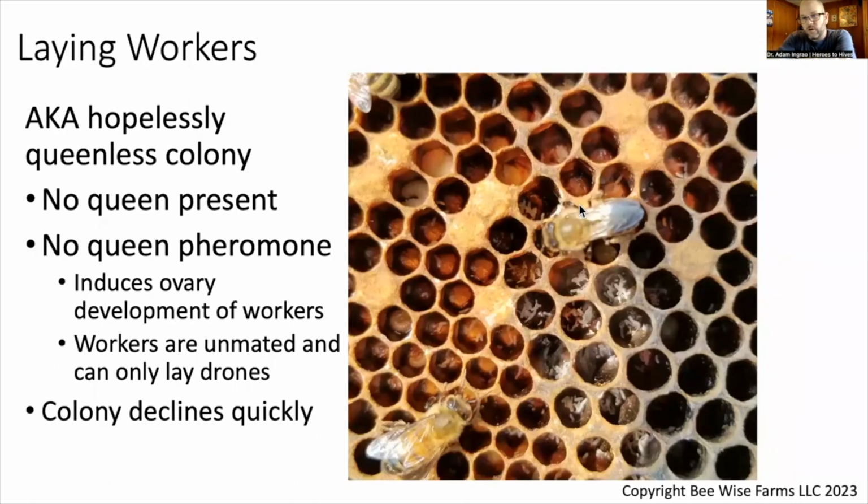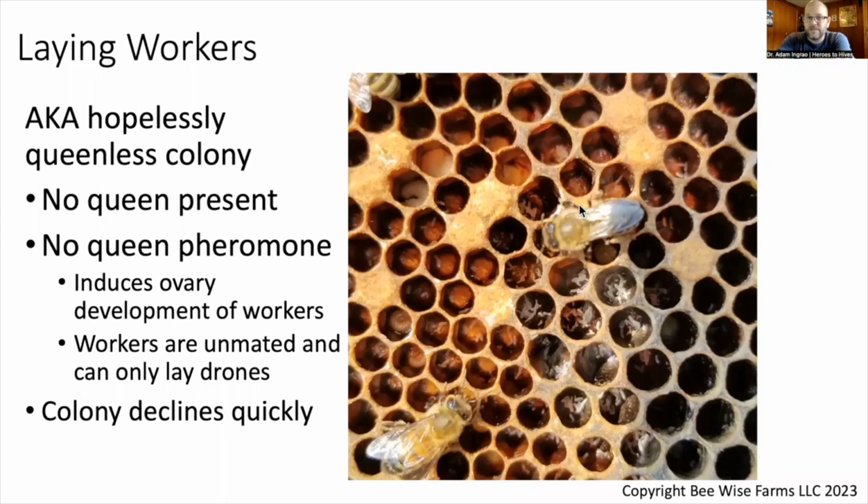Let's talk about laying workers. This is when we don't have a queen present and there is no queen pheromone present. When this happens, within a very short period of time, the ovaries start to develop in your workers and they start laying eggs.